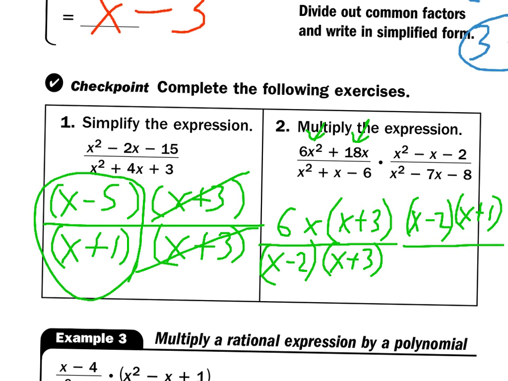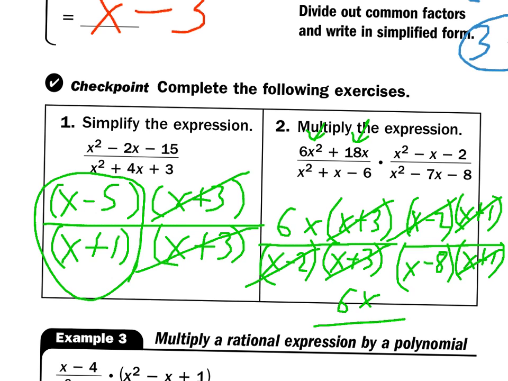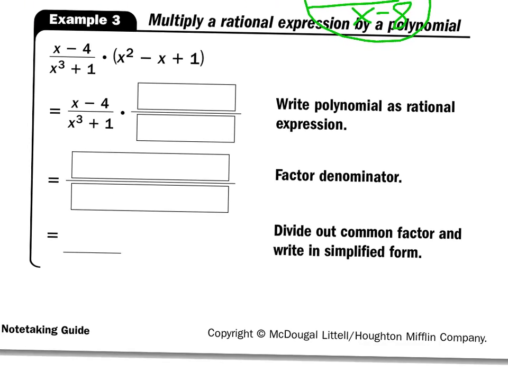Again, takes some practice for sure. And then on the bottom, x minus 8 and x plus 1. So if I start looking at things that are the same top and bottom, I get rid of the x plus 3's, I get rid of the x minus 2's, I get rid of the x plus 1's, and I end up with 6x divided by x minus 8 as an answer. Okay, hopefully you guys ended up with those as well.